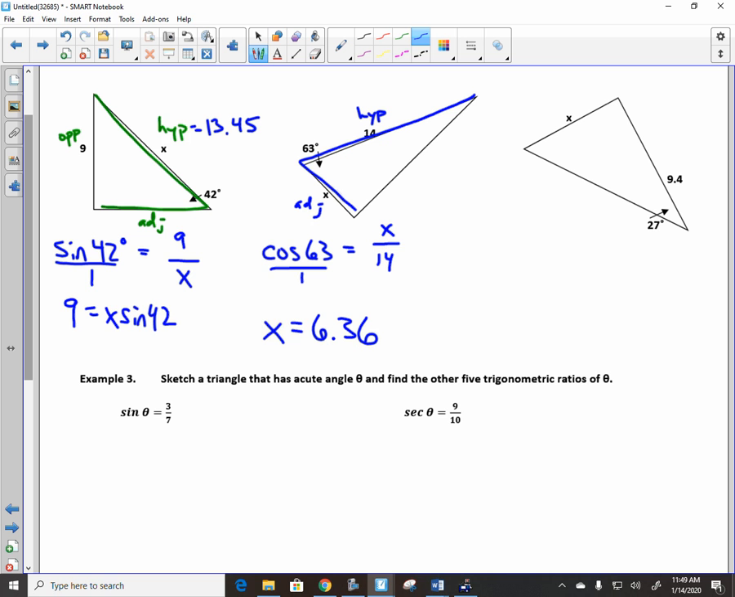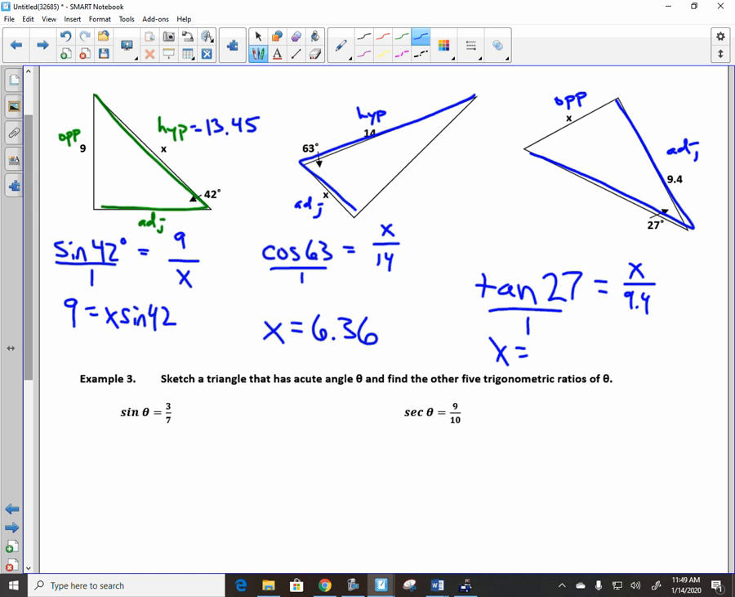Okay, in this situation, you have this as your angle. You can tell that's my opposite, and then this is my adjacent. The tangent is what works with opposite and adjacent. Tangent of 27 is equal to x divided by 9.4. So if you cross multiply, you get 9.4 times tangent of 27, 4.29. Is that what you got? 4.79, excuse me. Very good.